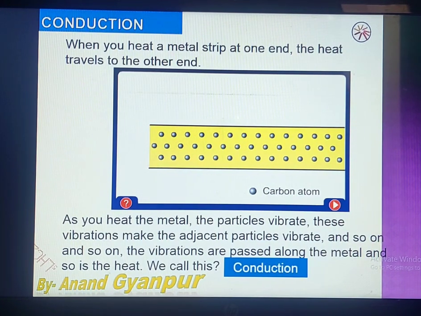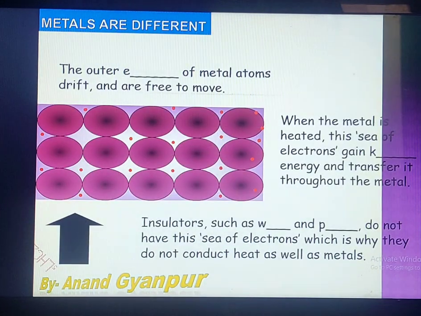So whenever we heat the metal strip, the electrons vibrate, and due to the vibration the electrons move from one place to another place. So our metal strip gets heated, and this phenomenon is called conduction.